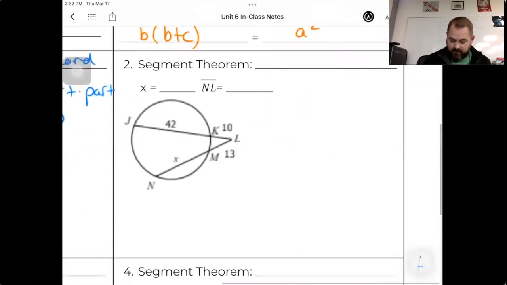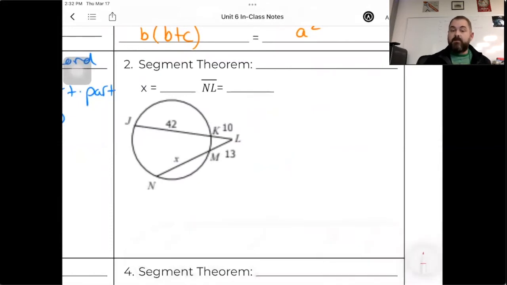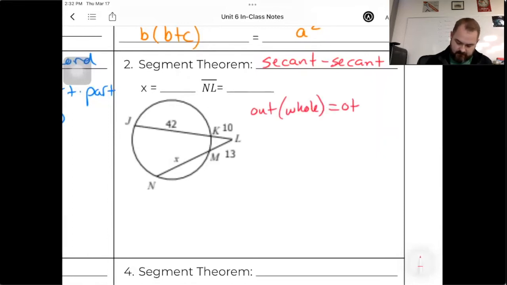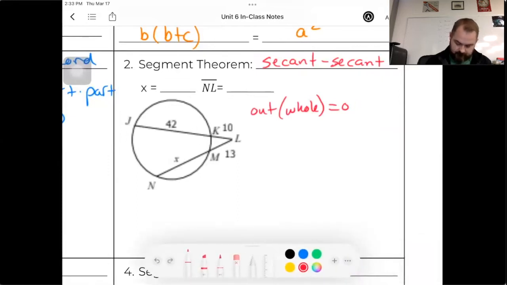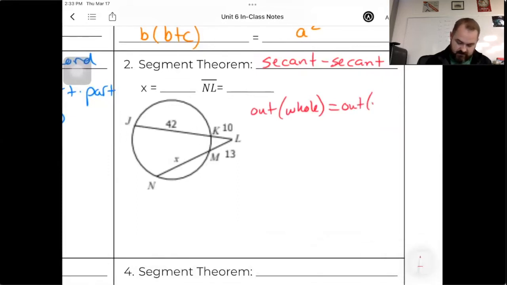For the next one, example 2, our segment theorem. These are both secants. They have an inside and an outside part. Both of them do. So this is the secant theorem. And our formula for secant is outside, I'll just write the word out, times the whole thing for one secant has to equal the other outside times the whole thing for the other secant.